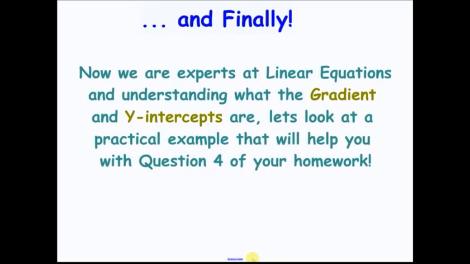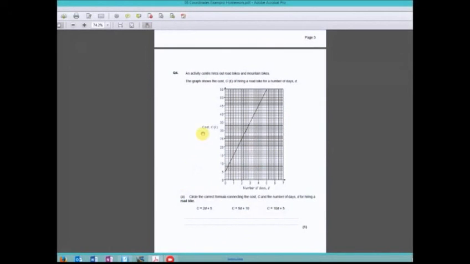And finally, the last little bit. Now we're experts at linear equations and understanding gradients and y-intercepts. We're going to have a look at a practical example that will help you with your homework, which is question 4 in your homework. If I just show you quickly what I'm on about, question 4 in your homework is to do with hiring a mountain bike. And if you look at these equations at the bottom, you've got to define this line based on the format of y equals mx plus c.